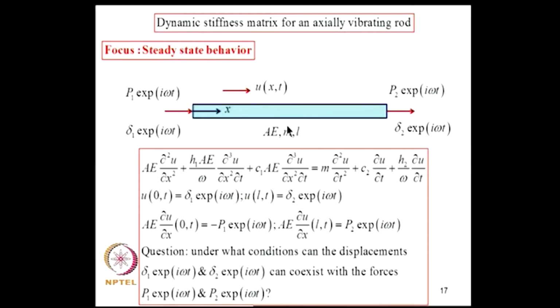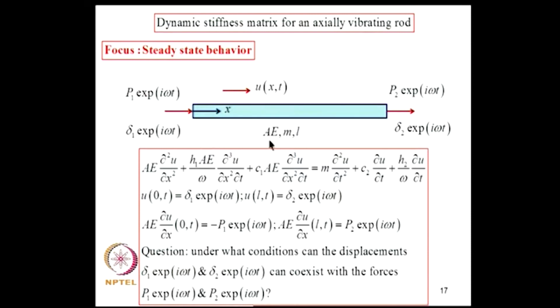and let us assume that there are harmonic actions P1 e raised to i omega t and P2 e raised to i omega t, resulting in displacements delta 1 e raised to i omega t and delta 2 e raised to i omega t. So, what is the condition under which all this can coexist? That is a question. So, we can write now the equation for the axial vibration and see what we get.